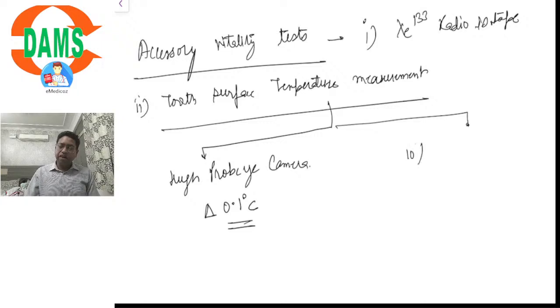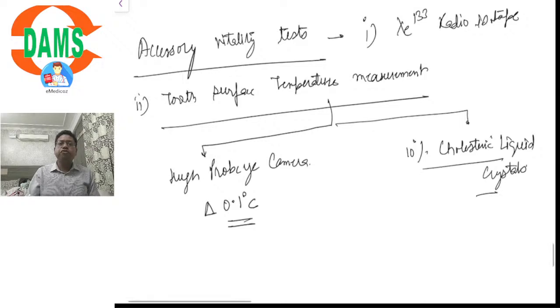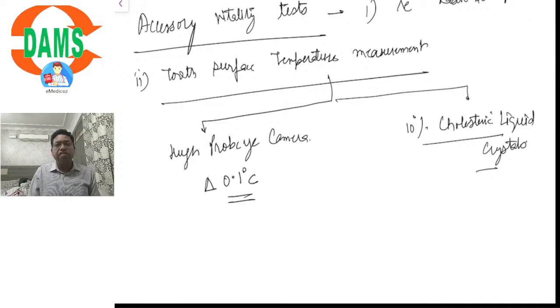And we can use 10% cholesterol liquid crystals. A 10% solution of cholesterol liquid crystals is applied onto the tooth surfaces, and depending upon whether the tooth structure is vital, having blood perfusion, or non-vital, not having blood perfusion, it can give rise to fluorescence of different colors. Basically, the details are not required for your MCQ solving. What you have to remember in vitality testing are the two principal methods and the names of these accessory methods.